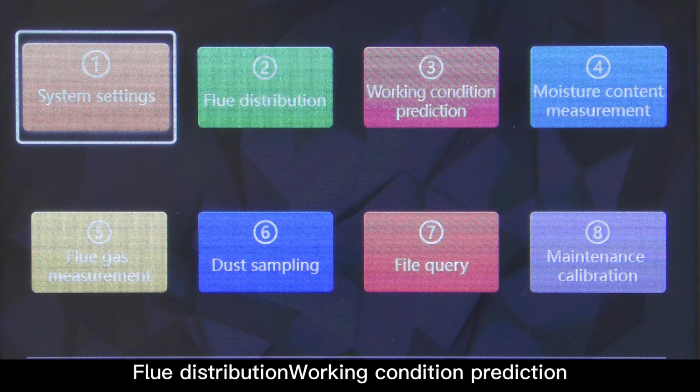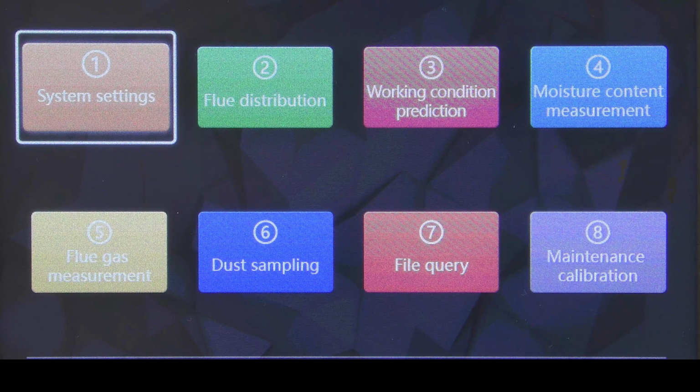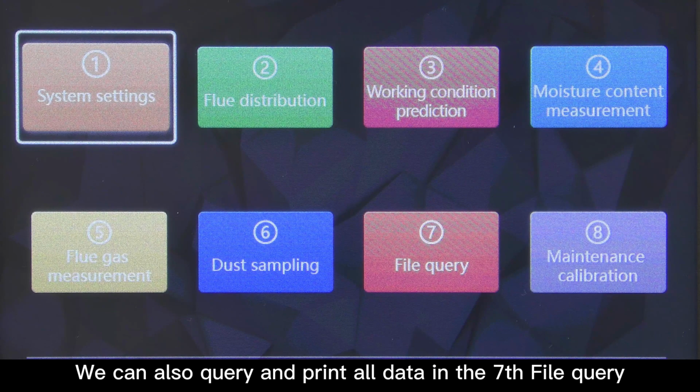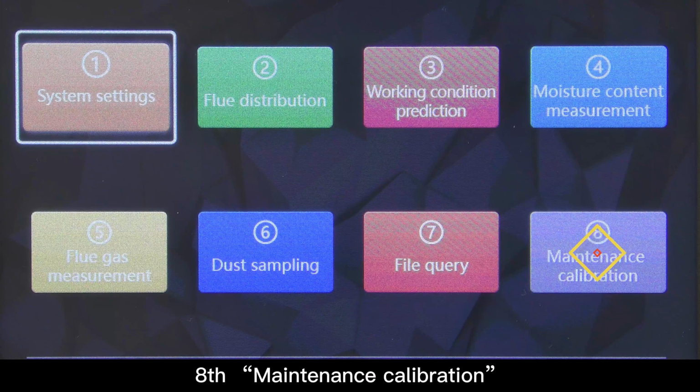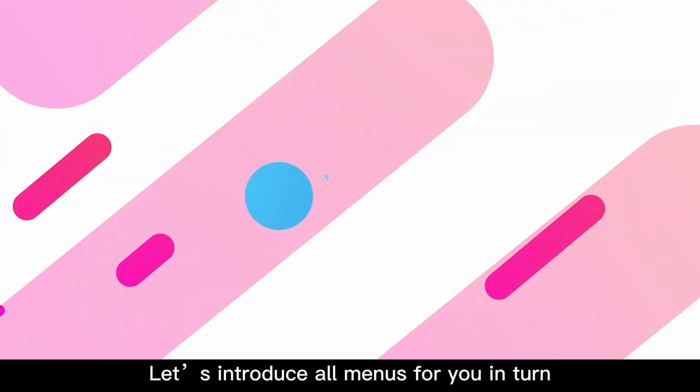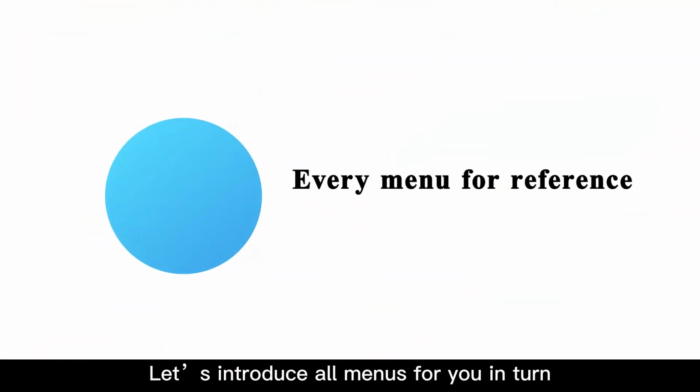System settings, flue distribution, working condition prediction, moisture content measurement. We can also query and print all data in the 7th, file query. And we can also finish some basic calibration in the 8th, maintenance calibration. Let's introduce all menus for you in turn.